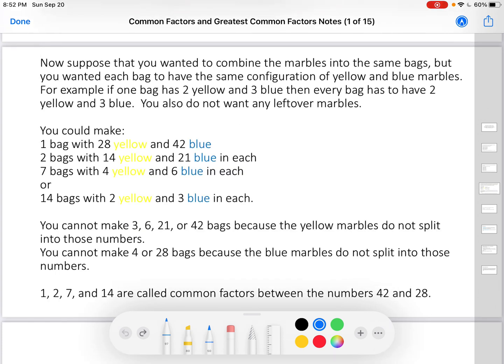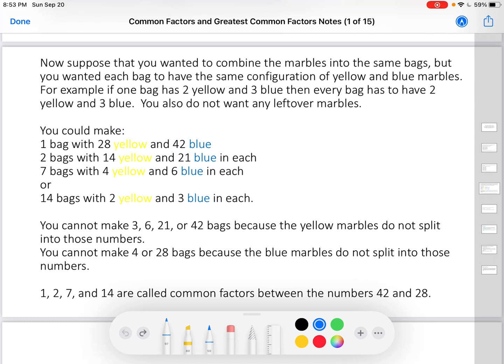Now, suppose that you wanted to combine the marbles into the same bags, but you wanted each bag to have the same configuration of yellow and blue marbles. For example, if one bag has 2 yellow and 3 blue, then every bag has to have 2 yellow and 3 blue. You also do not want to have any leftover marbles.